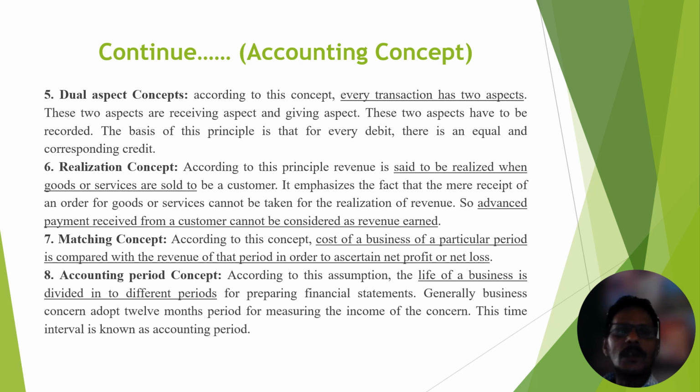Now, after that, dual aspect concept. According to this dual aspect concept, we assume every transaction has two aspects. These two aspects are, one is the receiving aspect, another is the giving aspect. These two aspects have to be recorded in our books of account. The basis of this principle is that for every debit there is an equal and corresponding credit. It means dual aspect means one aspect is debit, another aspect is credit. For every transaction, we record in books of account twice: one debit aspect, another credit aspect.